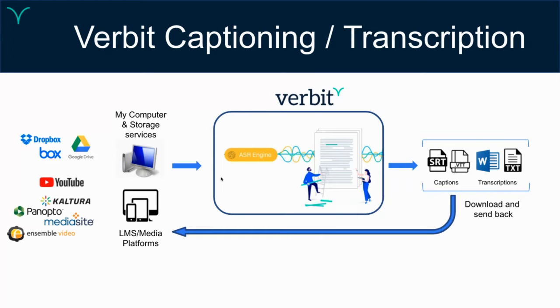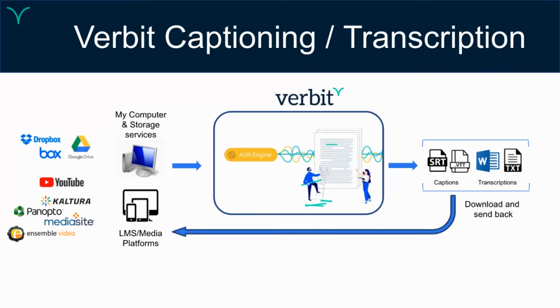So first, it's going to go to that automatic speech recognition engine for that first pass. Usually that's processed in about 10 minutes. And once we've done that first pass through, then our human transcribers are going to go ahead and make corrections to that AI. So you have 2 humans making corrections in order to get you a 99% accurate caption file.